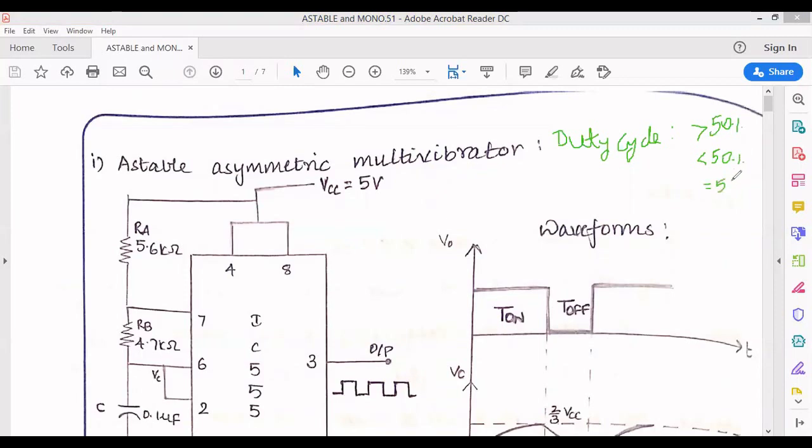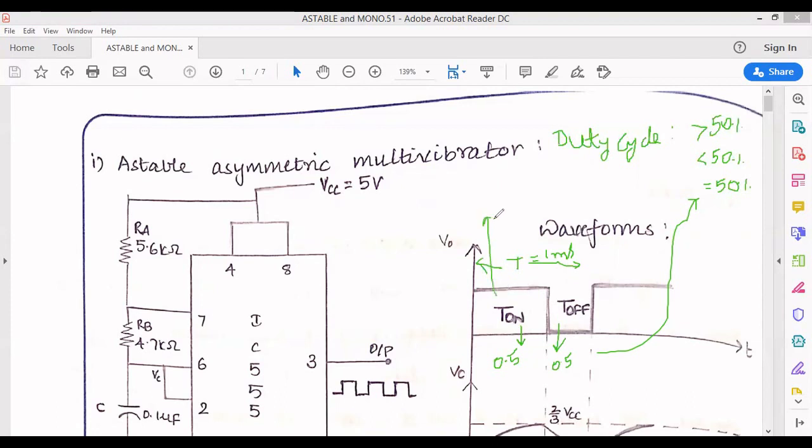So what is this 50%? As you can see in this figure, in the waveform, this is a complete signal. When you combine T on plus T off, it is the complete total time period. Suppose I take the total time period as 1 millisecond. If both T on and T off are equal, T on will be equal to 0.5 millisecond and T off will also be 0.5 millisecond. So if it is so, we will say that it has a duty cycle equal to 50%, when both T on and T off are equal.